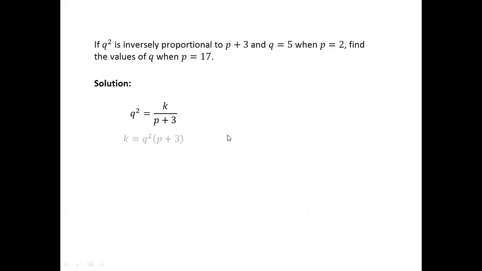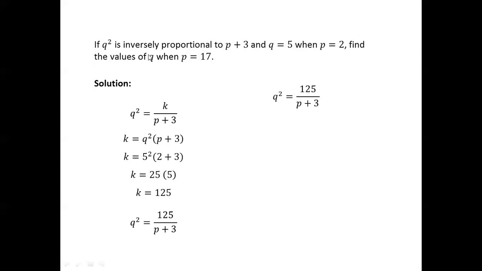We then solve for k by manipulating the equation and multiplying q squared to p plus 3. We substitute 5 for q and 2 for p, giving us 25 times 5, or simply 125. Substituting 125 for k, we have q squared is equal to 125 over p plus 3. Next step is to find the values of q when p is equal to 17. So let's substitute 17 for p, giving us 125 over 20.